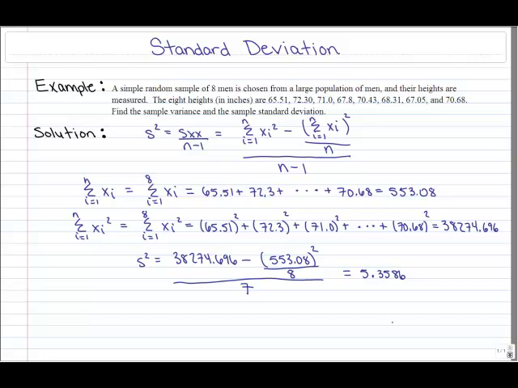Again, the variance is simply the measure of spread from the sample mean. So the measure of spread from our sample mean is about 5.36 inches squared. Our standard deviation is simply the square root of the variance. So the square root of 5.3586, and in this case, our sample standard deviation is about 2.3149 inches.